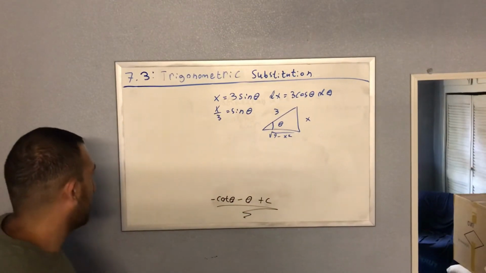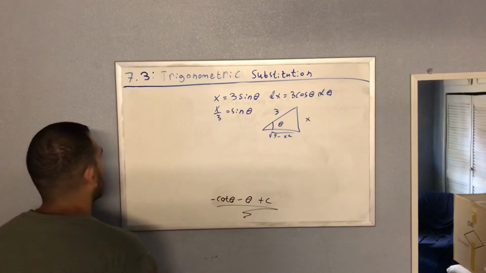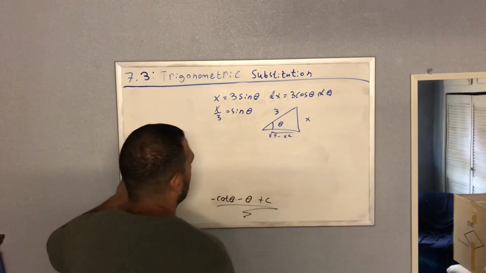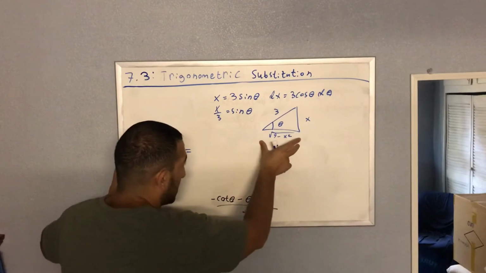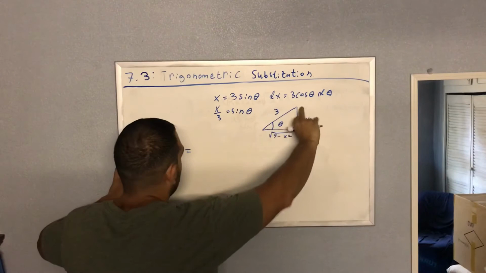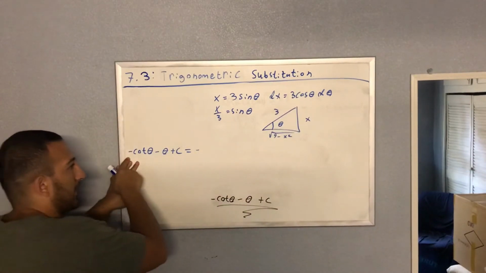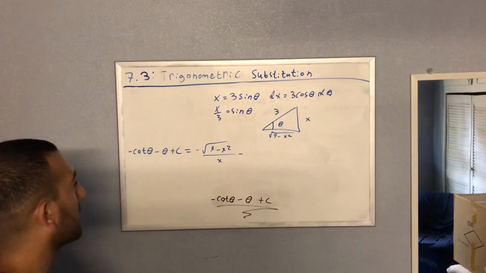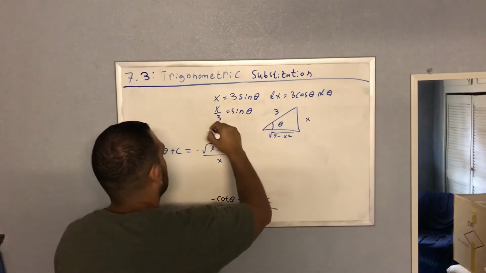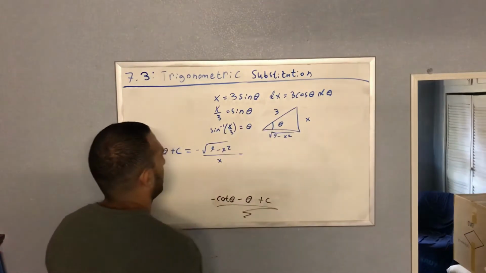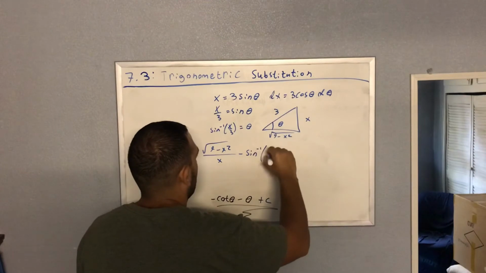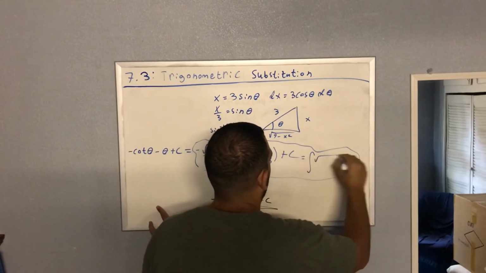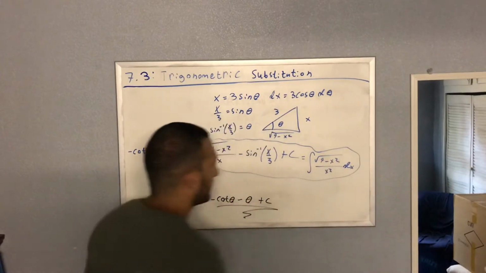But what we do know now is that we can rewrite this in terms of x's, because now negative cotangent theta minus theta plus c is, well, what is the cotangent of theta according to this? Cotangent is adjacent over opposite. So it's the adjacent divided by the opposite, so negative, because of the minus sign here, negative the square root of 9 minus x squared all over x minus, okay, and now you may be wondering what theta is. Well, theta, according to this, is the sine inverse of x over 3. So minus sine inverse of x over 3 plus c. And this is the final answer.